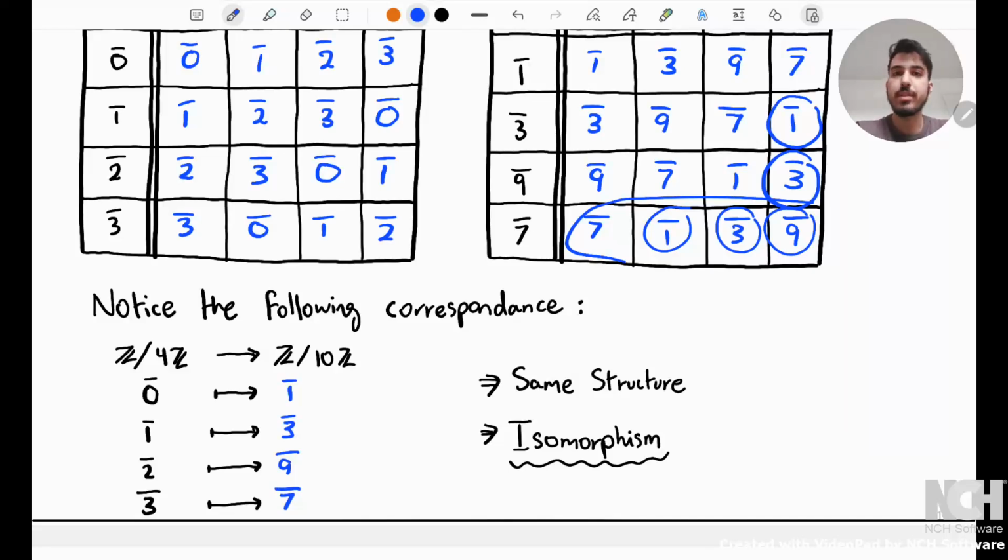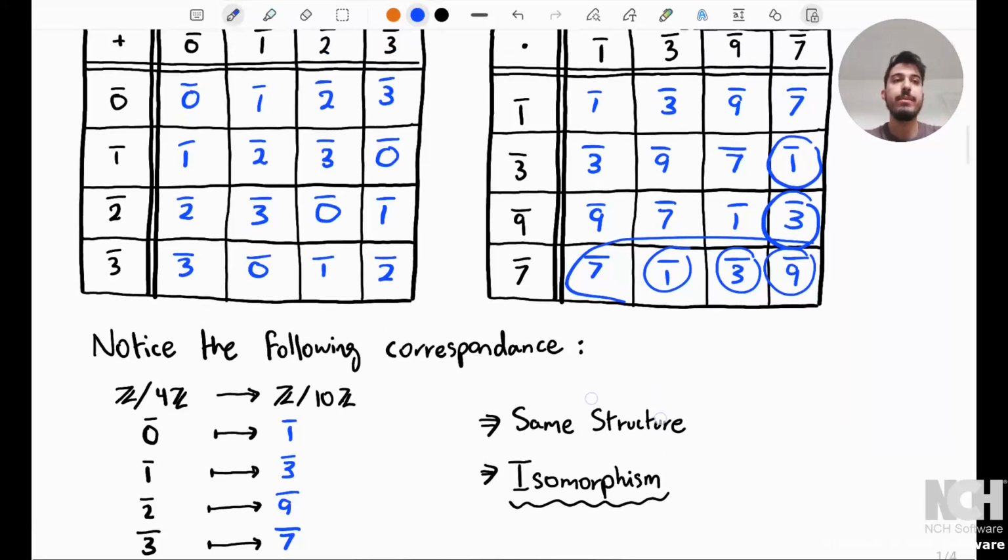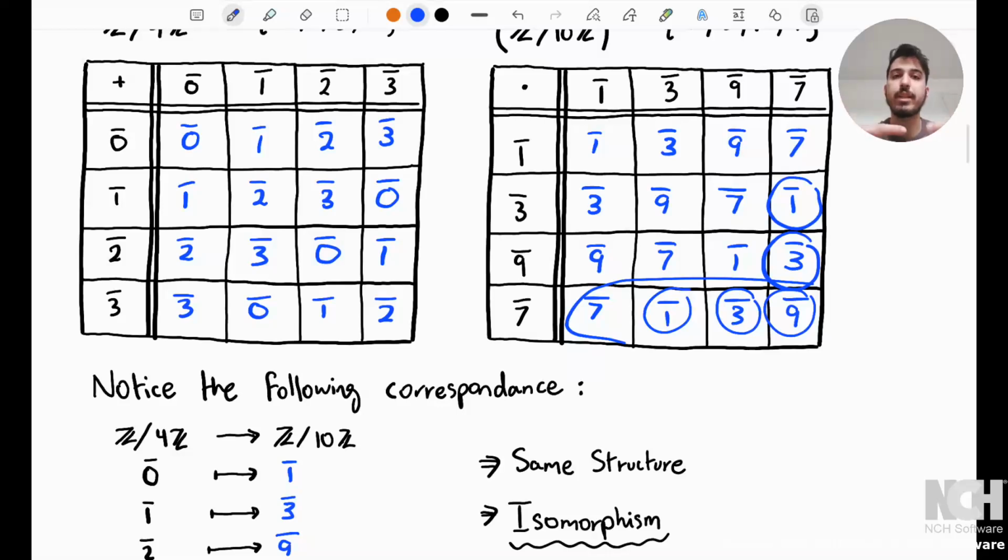So after doing these correspondences between the elements, I will be testing them out. I will see if the elements interact with each other the same way. What do I mean by that? Well, let's take an example. Let's take the element 1 bar and 2 bar from Z4Z, and let's add them together. The table tells us that 1 plus 2 is 3.